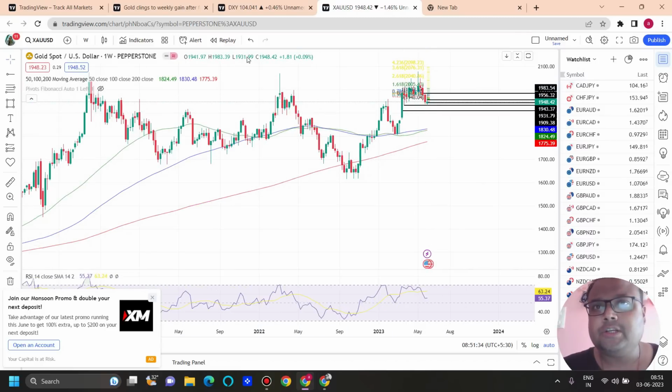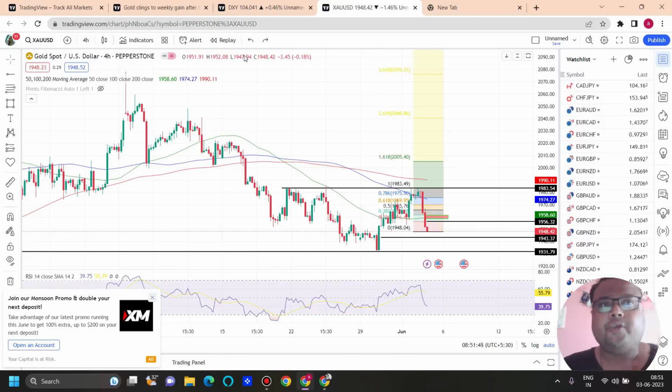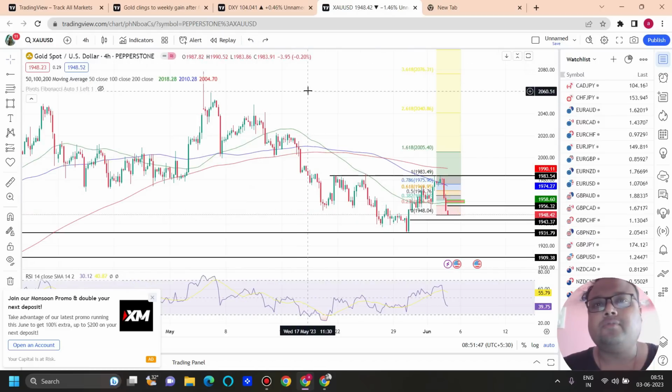So if you're a positional trader, if you're a swing trader, then your trading strategy will be completely different. You should be looking for buys at support levels. But if you're a day trader, or a trader who prefers to take positions for a couple of hours to 1 day, 2 days, then in this market situation, taking a sell position is the best thing you can do.